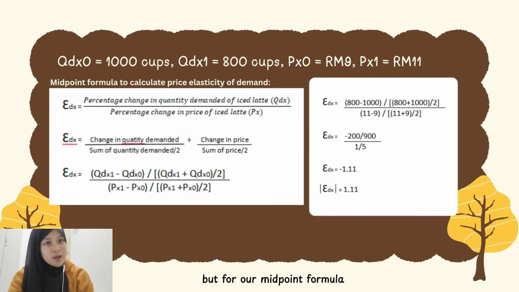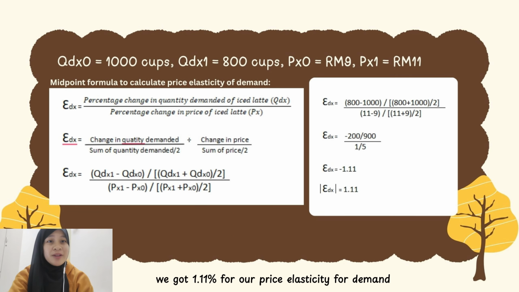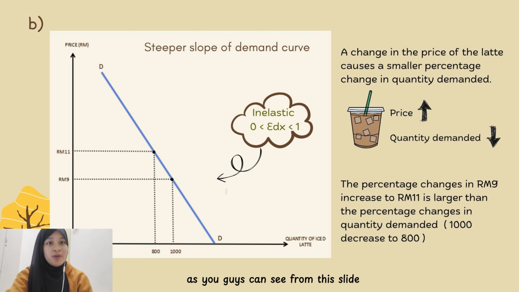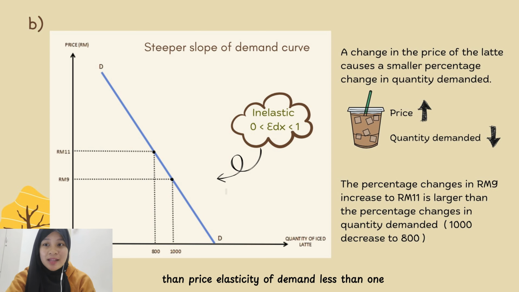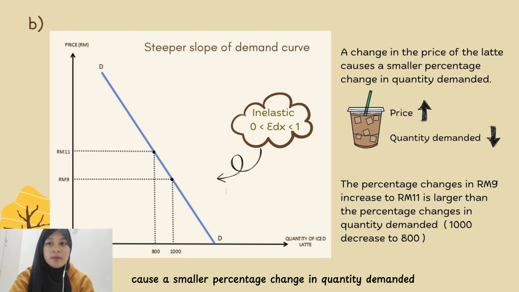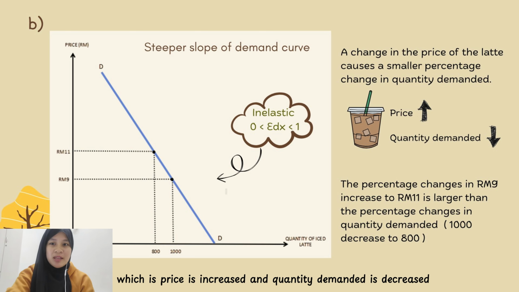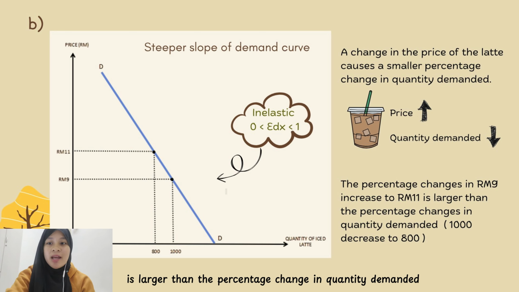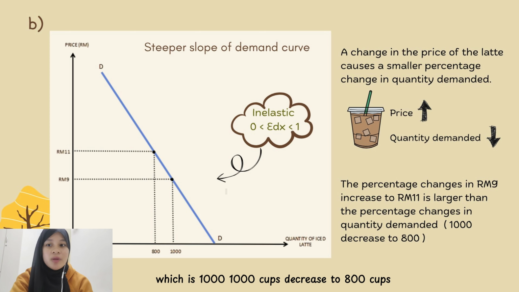But for the midpoint formula, using the same initial amounts, we got 1.11 for our price elasticity of demand. But for our graph, we will use the first formula. According to our graph, as you can see from the slide, we got an inelastic graph, which is 0 less than price elasticity of demand less than 1, with a steeper slope of the demand curve. The change in the price of the latte causes a smaller percentage change in quantity demanded. Price is increased and quantity demanded is decreased. The percentage change from 9 ringgit increased to 11 ringgit is larger than the percentage change in quantity demanded, which is 1,000 cups decreased to 800 cups.